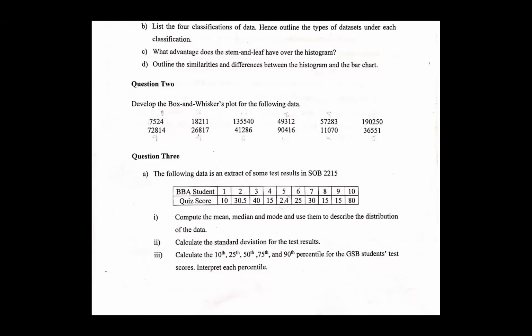How do we get to find the mean? What do you think we can do? We add all the scores, the quiz scores. Then we divide them by how many they are. 1, 2, 3, 4, 5, 6, 7, 8, 9, 10, so by 10. Yes. Then the median, how do you find the median?